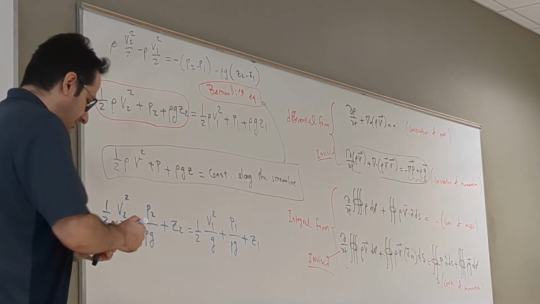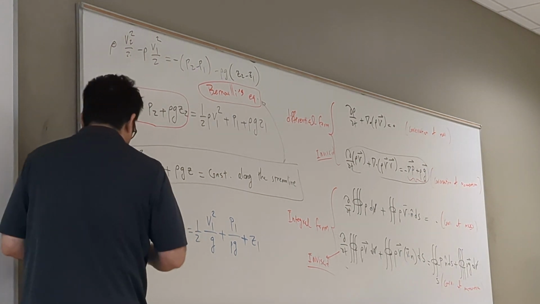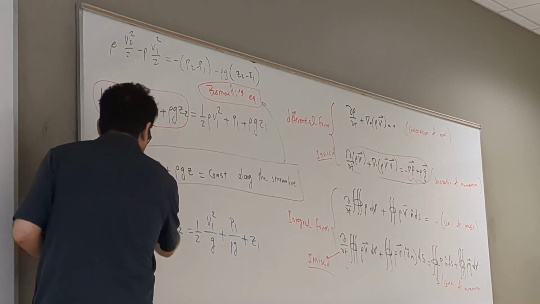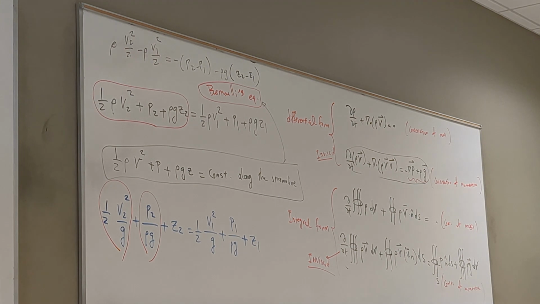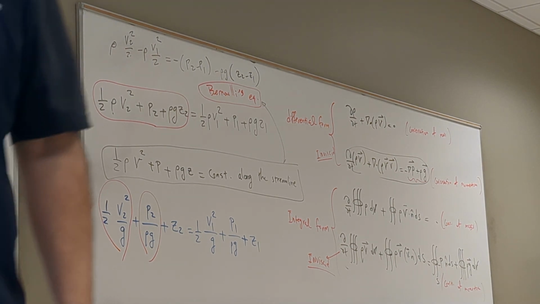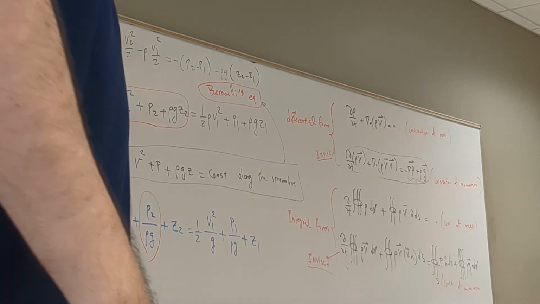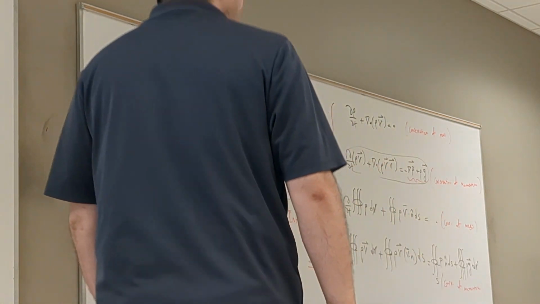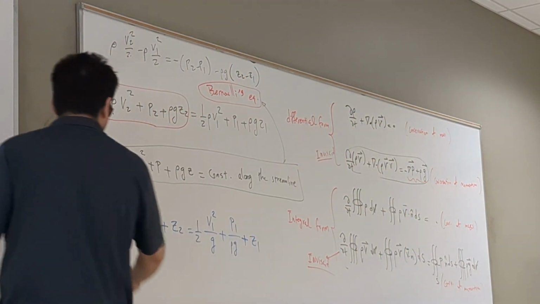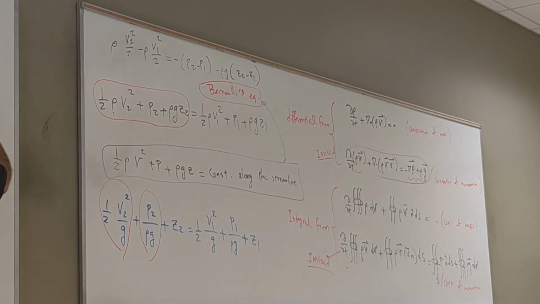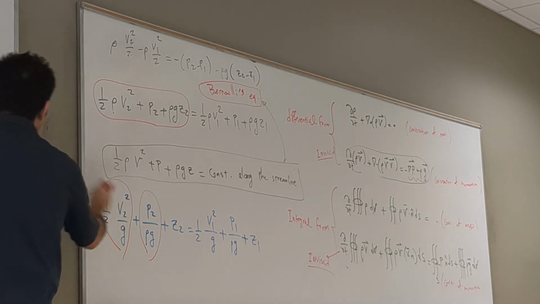Now, can you tell me what's the dimension of these terms? This term and this term. What's the physical unit of these terms? One way, huh? Meters. One way is just to say, well, for example, for this one I use meters per second for velocity.